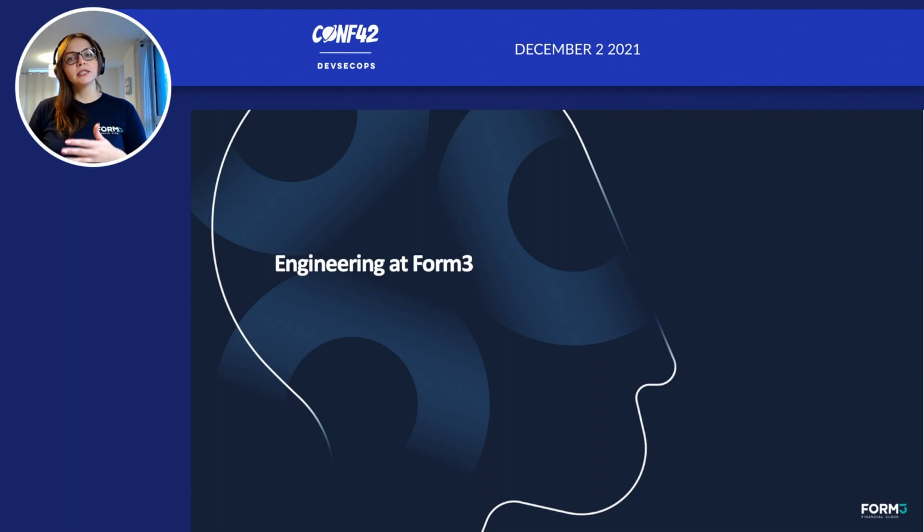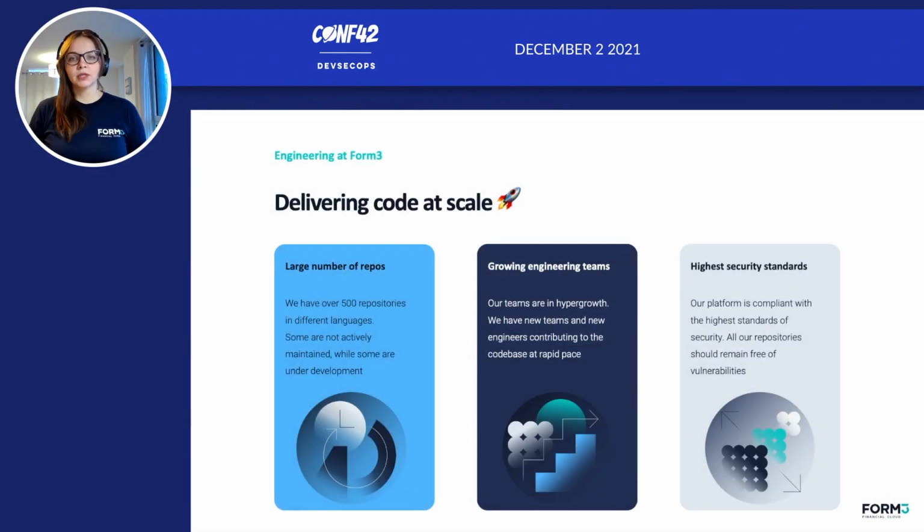Let's begin with a discussion of engineering at Form 3. As I mentioned in the intro, Form 3 have been around since 2016, and we've been growing ever since. The way we deliver software has evolved together with our organization. We now have over 500 repositories in different languages such as Terraform, Go, Java, YAML, which our developers contribute to at different frequencies. Some of our repos are under development and some are not actively maintained but are important to our platform.